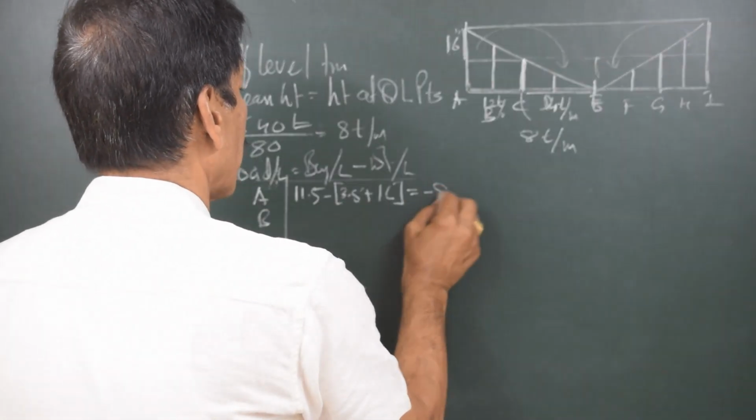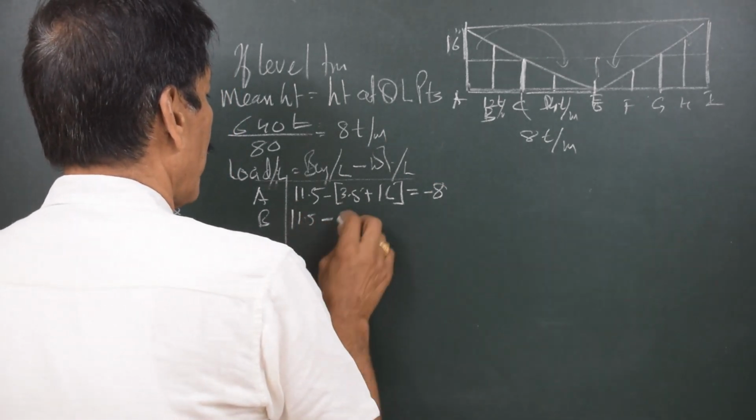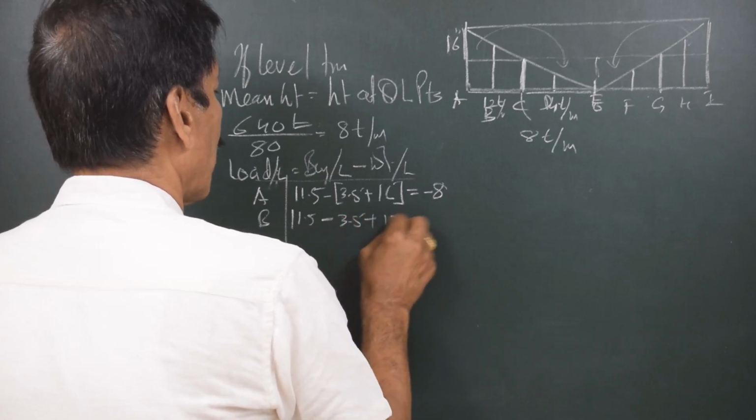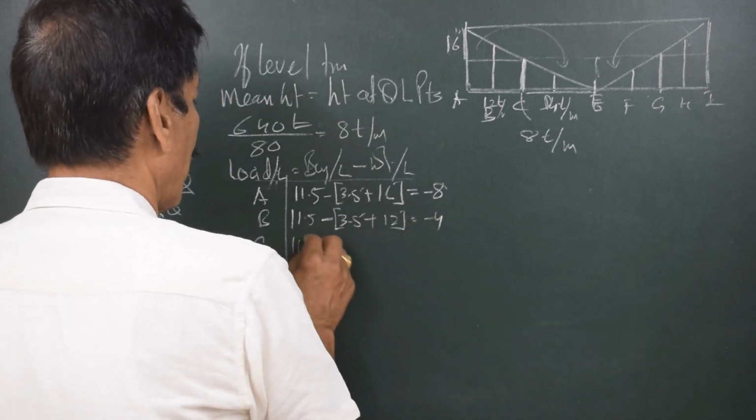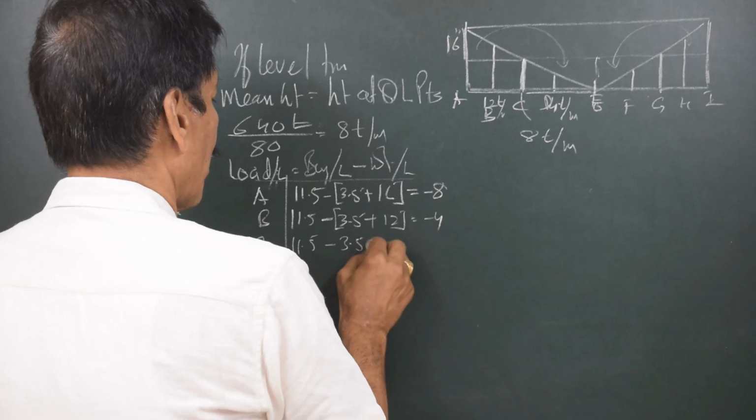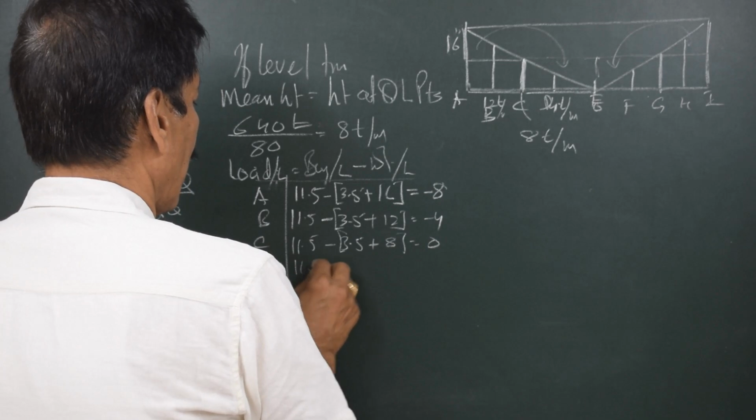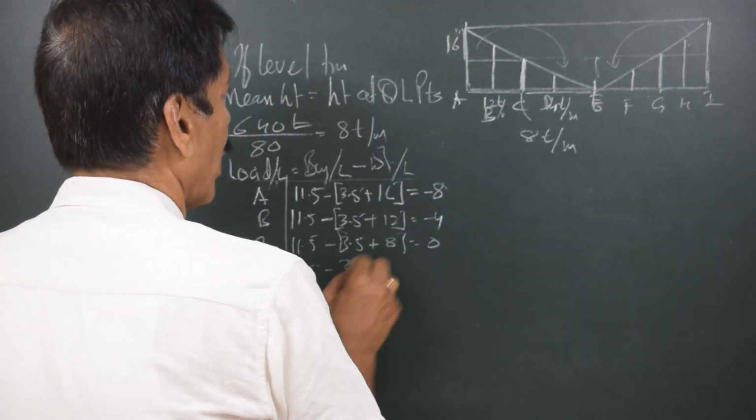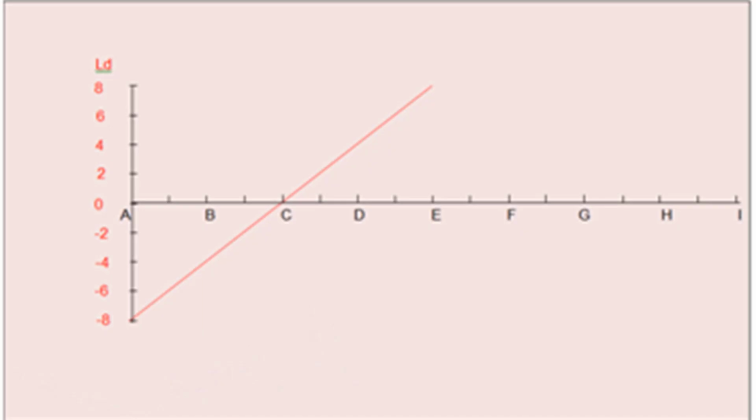So this will give me minus 8. Then at B I have 11.5 minus 3.5 plus 12, that is equal to minus 4. At C it is 11.5 minus 3.5 plus 8 giving me 0. At D it is 11.5 minus 3.5 plus 4, that is plus 4. At E it is 11.5 minus 3.5 plus 0, so that makes it 8.